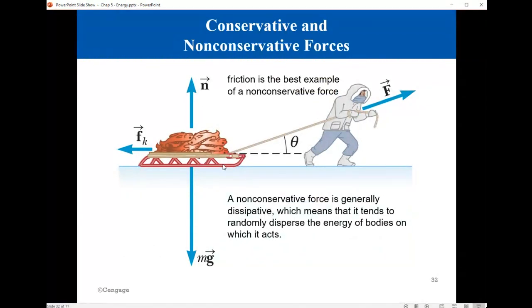On the other hand, if you think of friction, friction is the best example of a non-conservative force. Friction always opposes motion. If the motion is to the right, friction is to the left. If the motion is to the left, friction is to the right. Because of that, over a round trip, friction adds up into a negative value. Because of that, we call the friction force a non-conservative force.